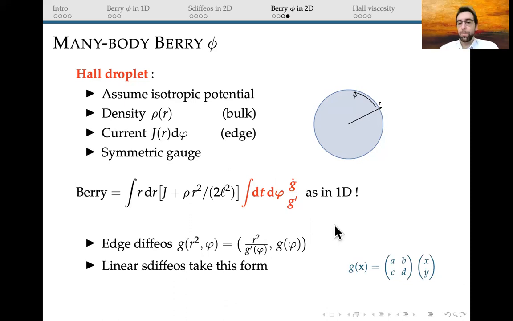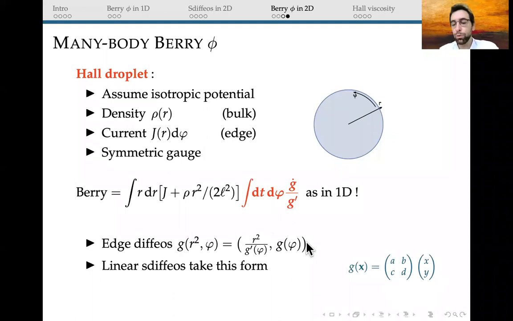Now, it turns out that linear diffeos of the plane are in fact edge diffeos. By this, I mean that if you choose Cartesian coordinates x, y, and act on them with a matrix that has determinant one, this deformation can actually be written as an edge diffeo of a suitable form.